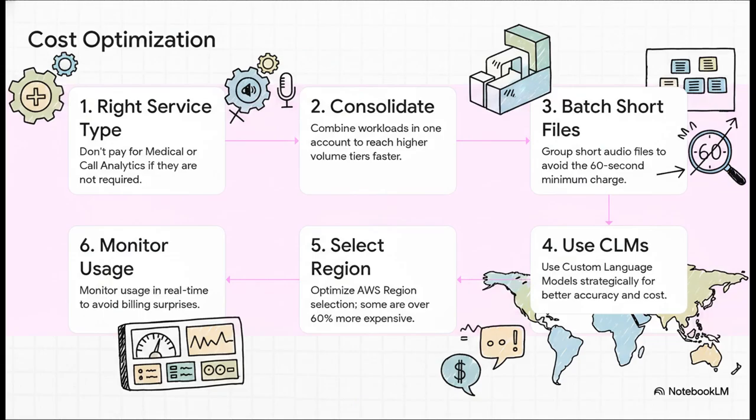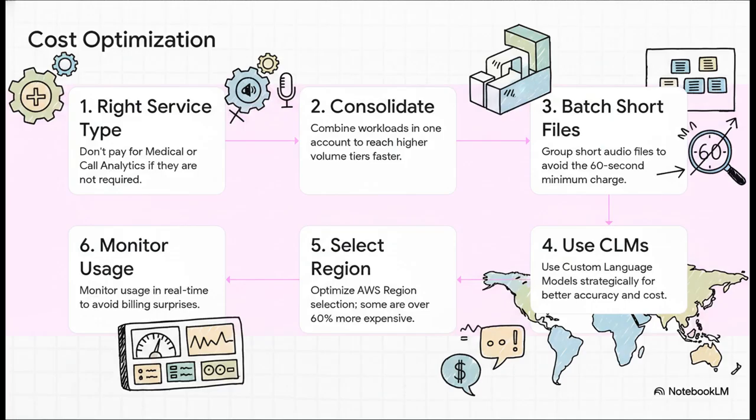Okay, let's wrap this up with 6 solid exam-ready tips to keep your costs down. 1. Pick the right model. Don't pay 3 times more for the medical model if you don't actually need it. 2. Consolidate your work into one account to hit those volume discounts. 3. This is a pro tip. If you have a bunch of tiny audio files, batch them together. There's a 60-second minimum charge, so this saves you money.